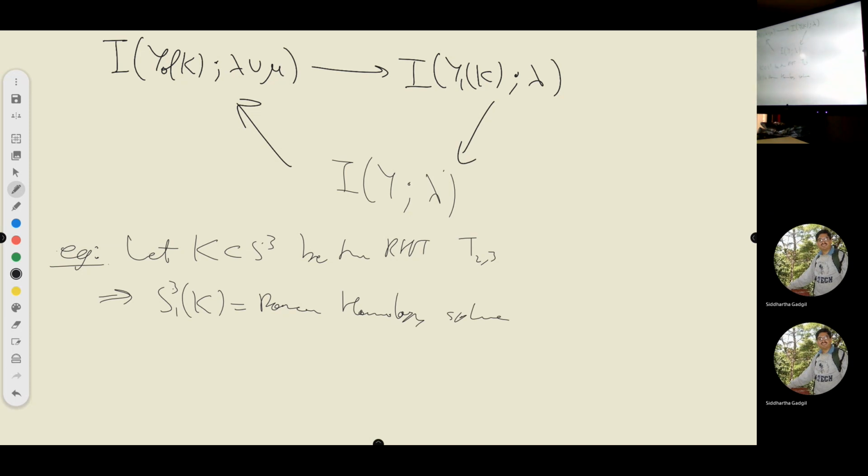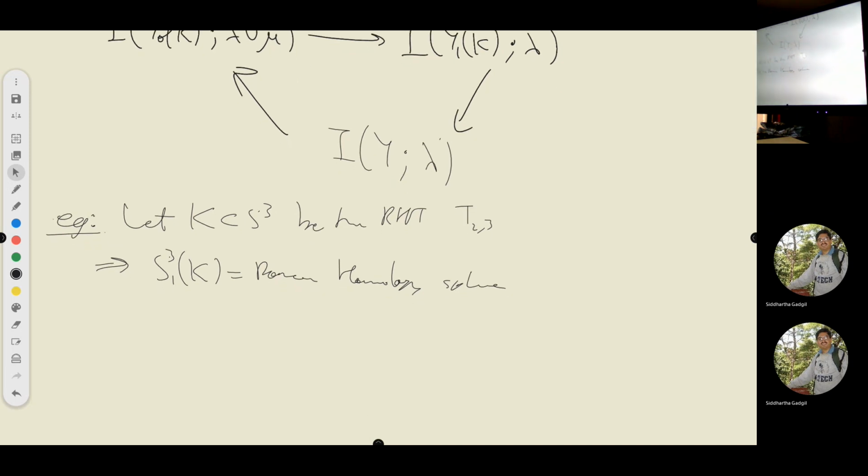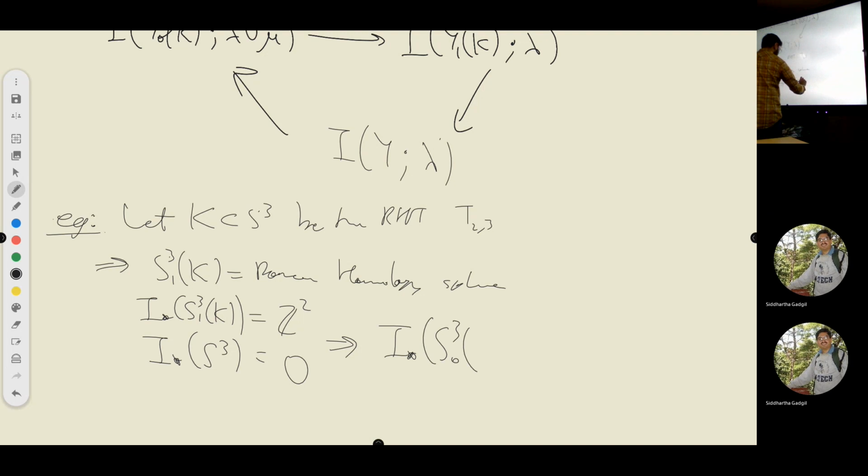What this implies is that if you look at the instanton group of S3 one of K, this thing is, I think, two-dimensional. Z, I believe, yes, this is two-dimensional. And for S3, this is 0 because we don't allow the trivial connection. And so what this means is that zero surgery on the trefoil, with this nu being a generator of the first homology, is isomorphic to two copies of C.